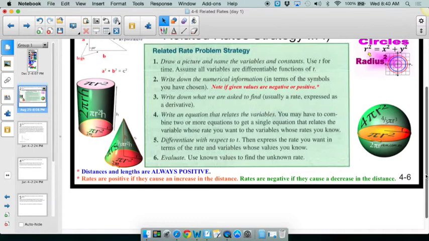If you look at the asterisk down here, distances and lengths are always positive. Radius will always be positive. Height will always be positive. But the rates will either be positive or negative depending upon if they're adding to the variable or subtracting from the variable, the quantity.